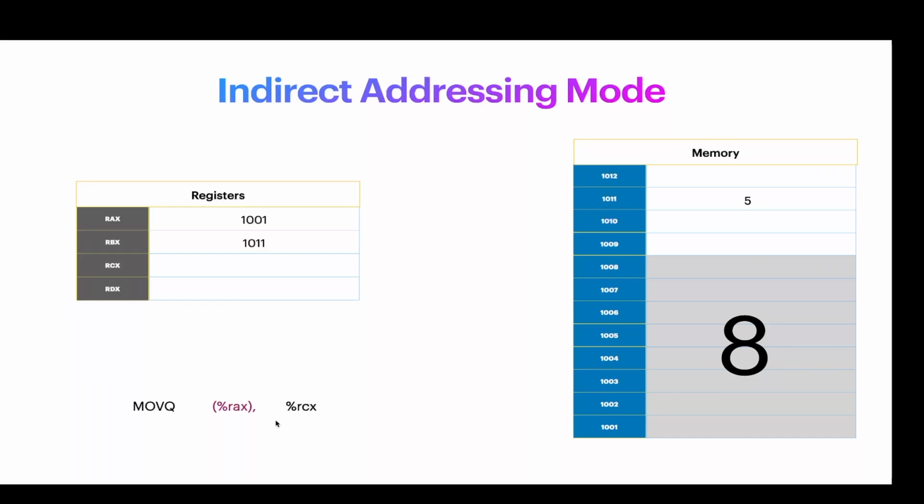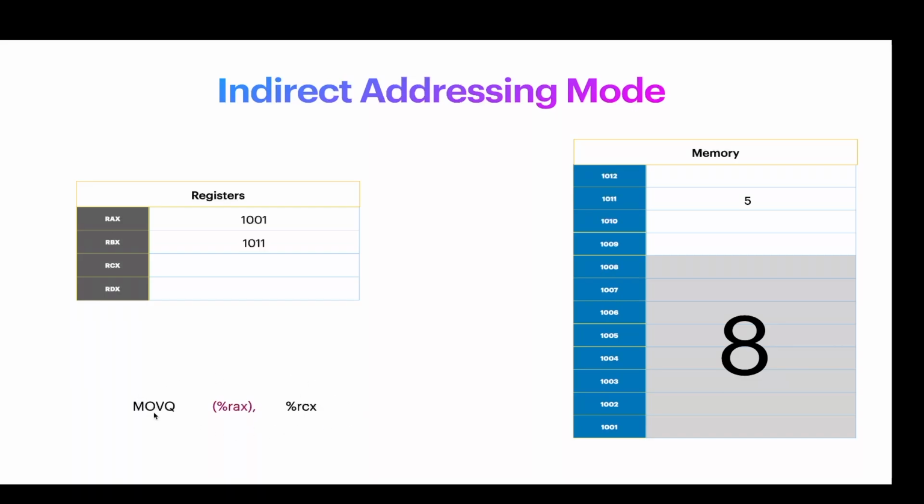In the indirect addressing mode, what this says is go to the RAX register, see what is stored in the RAX register, which is 1001, and don't move the contents of RAX directly, but consider that as a memory address, go to that location, and then access the contents stored in that location. By the way, how much data you want to access is indicated by this Q. Q stands for quad word. Word is 2 bytes and quad is 4, so it is 8 bytes.